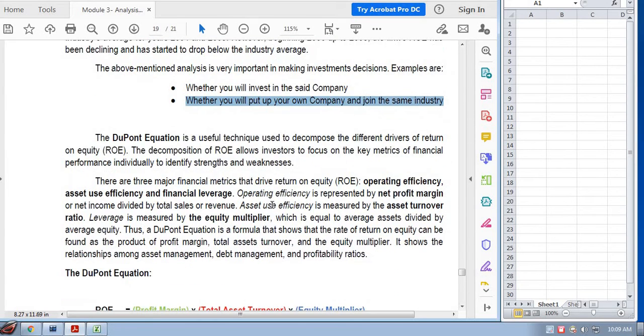Now we will proceed to the DuPont equation. So what is the DuPont equation? Actually, this is another ratio analysis, but it specifically focuses on return on equity.